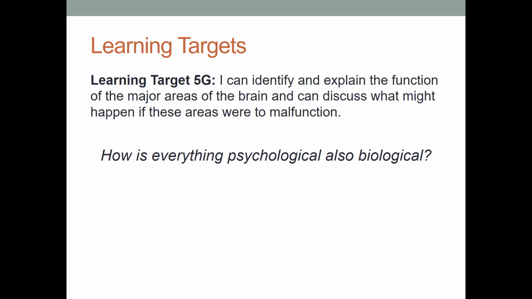So not only would we be able to find them on a diagram and also talk about what they do, but you'd also be able to talk about what might happen if something were to go wrong. And of course, we're going to continue thinking about our big question for the unit, which is how is everything psychological also biological? We're really focusing on the idea that these biological systems aren't just discrete things in our bodies that just are there, but that they all have a really big impact on our psychological functioning as well.